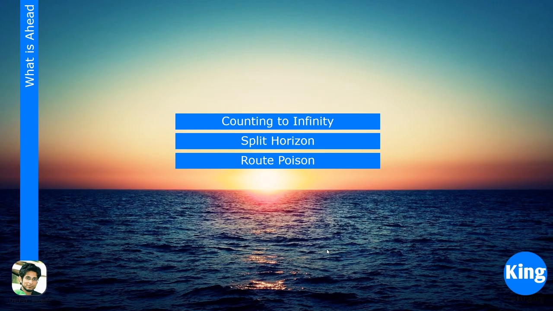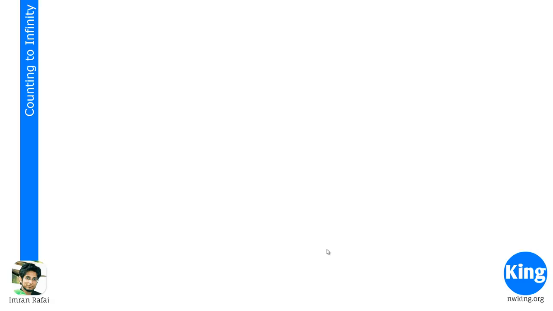Right, so what are we going to look at today? We're going to look at three things. We're looking at this counting to infinity problem in RIP routing. We will look at split horizon rule and the route poison, right? What is counting to infinity problem in RIP routing, right? To understand that, let's do some diagrams.